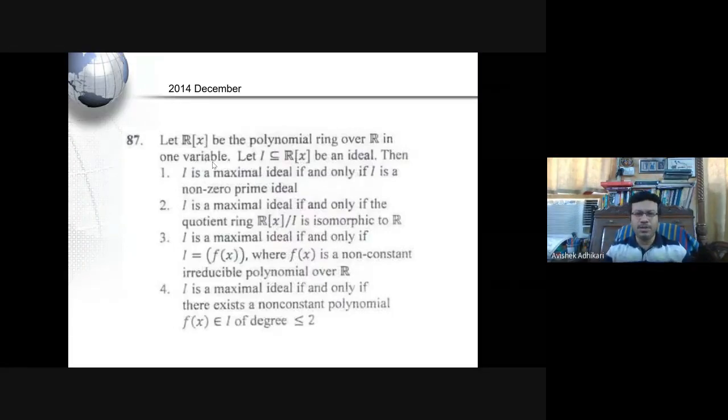Let R[x] be the polynomial ring over R in one variable, and I be an ideal of R[x]. Then I is a maximal ideal if and only if I is a non-zero prime ideal. Is it true or false?